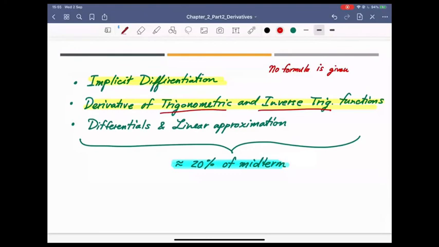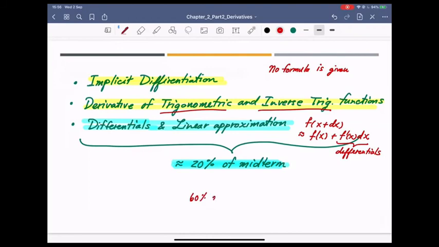The last topic in part number 3 is differentials and linear approximation. Keep in mind that your friend is the equation: f(x+dx) is approximated by f(x) plus f prime of x times dx. And the last piece here is called differentials. All right, that is 60% of your midterm that you have already learned.